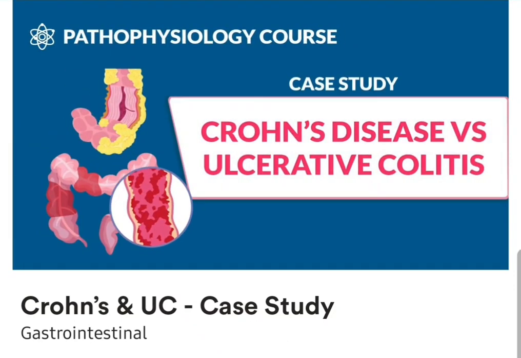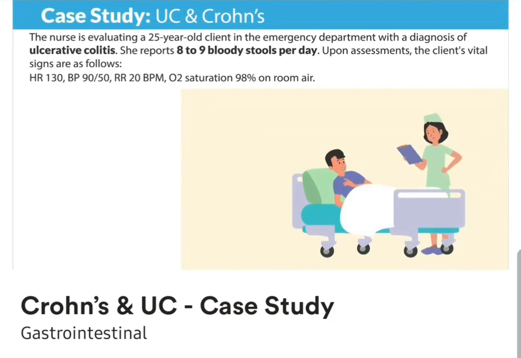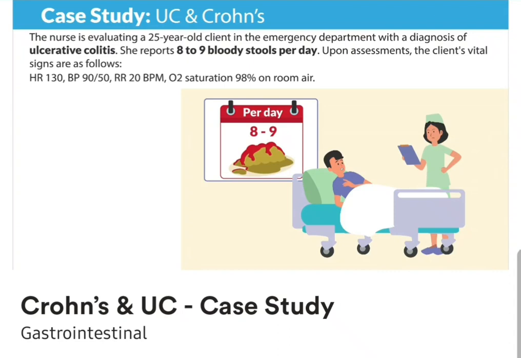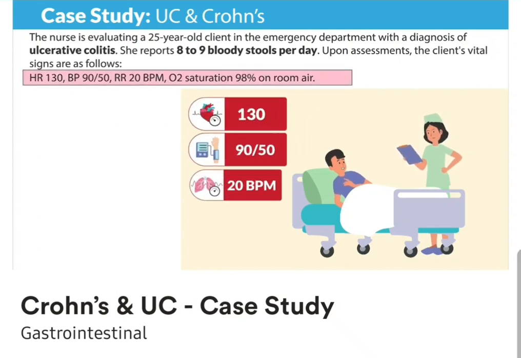Now for the case study on ulcerative colitis and Crohn's disease. The nurse is evaluating a 25-year-old client in the emergency department with the diagnosis of ulcerative colitis. She reports 8 to 9 bloody stools per day. Upon assessment, the client's vital signs are as follows: a heart rate of 130, blood pressure of 90/50, respiratory rate of 20 breaths per minute, and an O2 saturation of 98% on room air.